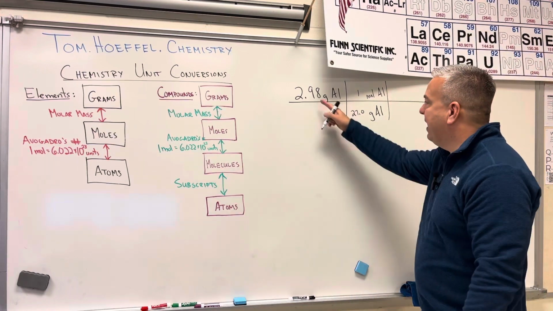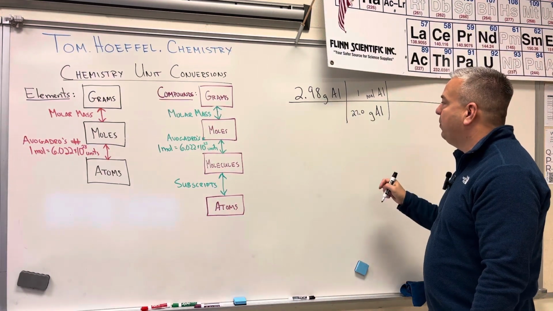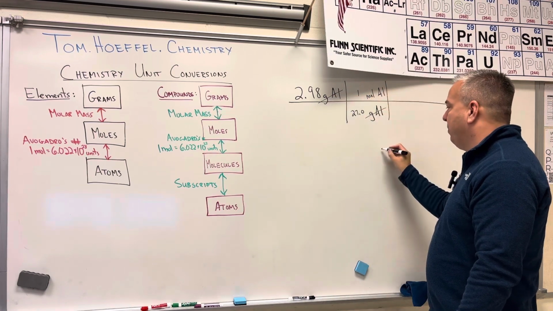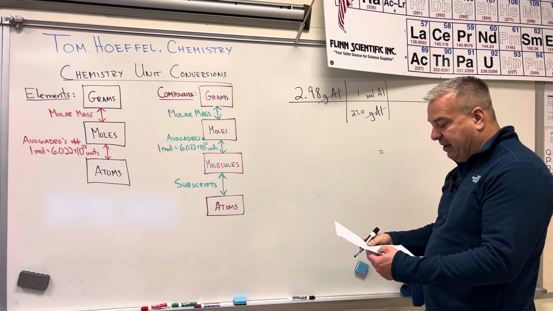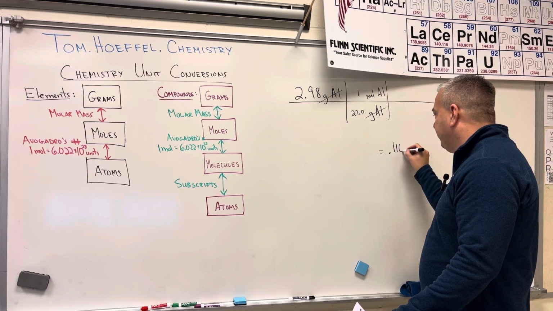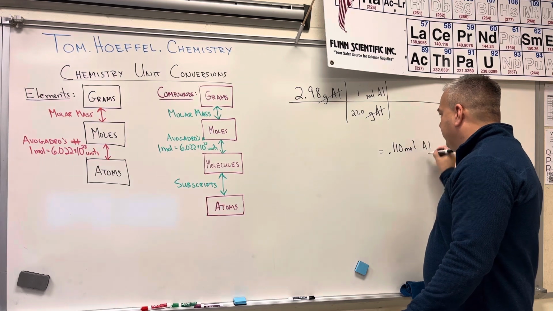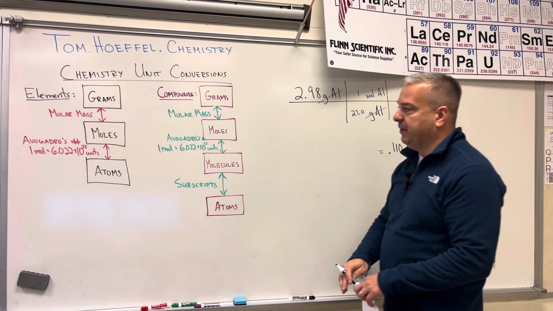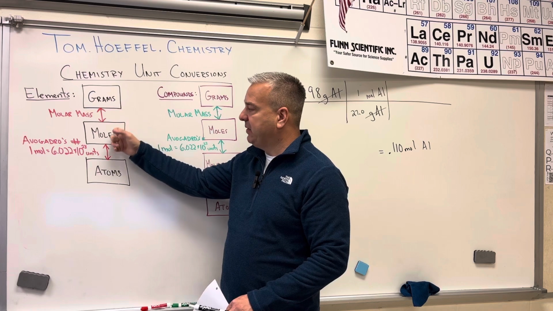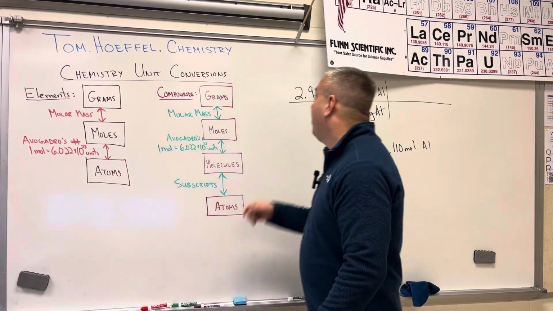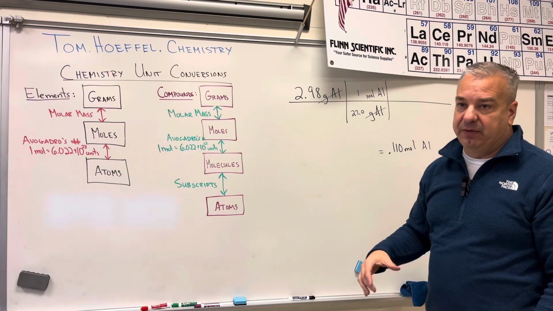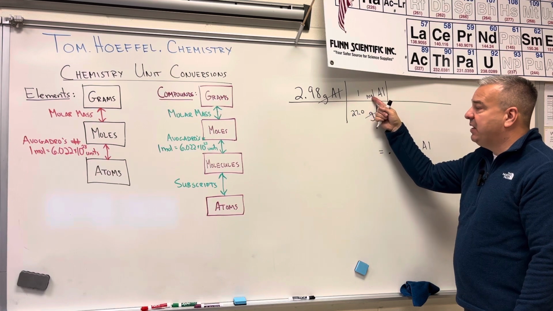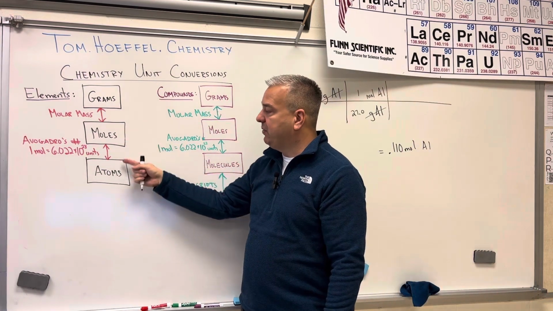Okay, so I get out my calculator, I take 2.98, I divide it by 27, and as you can see, the grams of aluminum are going to cancel out, and I'm going to be left with moles of aluminum. And if I do this in my calculator, the answer that I get to 3 sig figs is going to be 0.110 moles of aluminum. Okay, well, what if I wanted to go a step further? What if I wanted to go past moles and figure out actually how many atoms are in that 2.98 gram sample of aluminum, okay? All I would do is do the same process that I did here from grams to moles. I would do the same process for moles to atoms, okay?